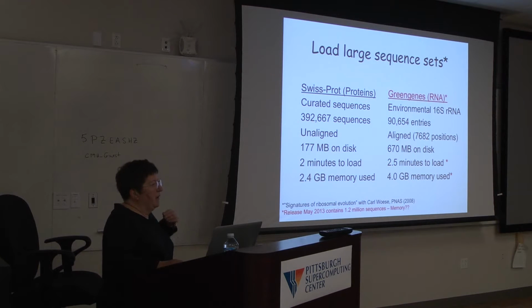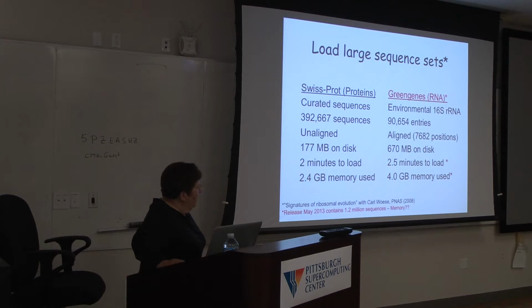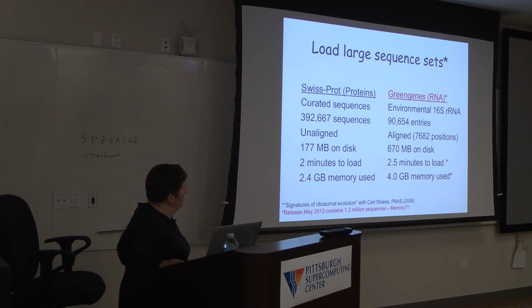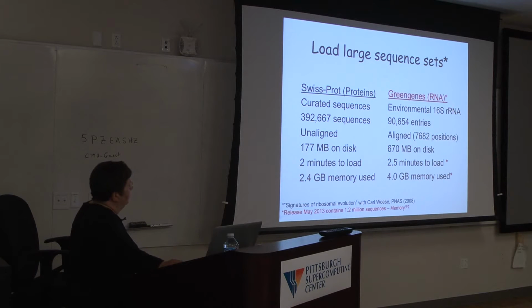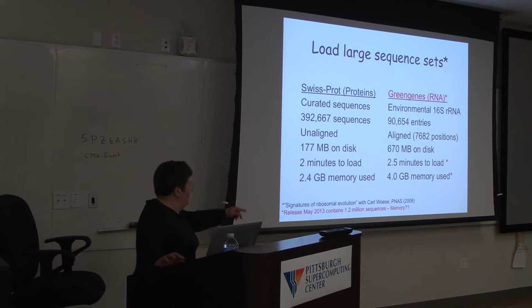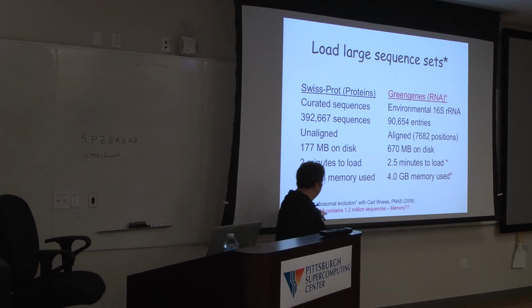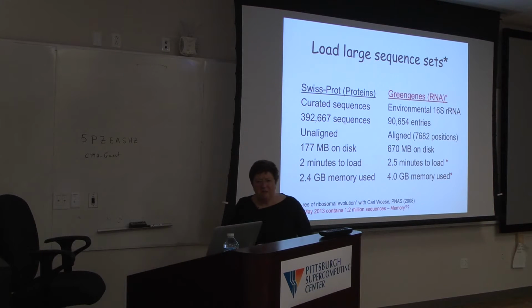If you want to do a full evolutionary study, as we did in developing MultiSeq in 2008, together with Carl, we could bring in all these sequences and all the RNA sequences. There are like 100,000 of the RNA and about 400,000 of the proteins and the ribosomal proteins. But if you go and look at, say, Greengenes today, it has, as of 2013, 1.2 million sequences.